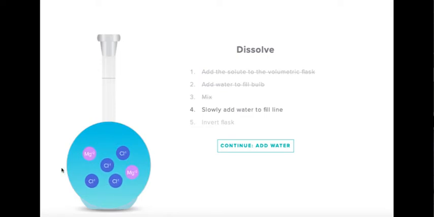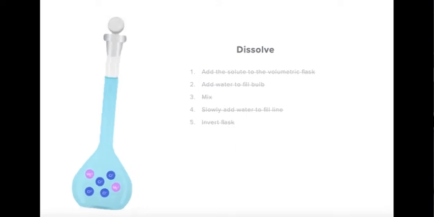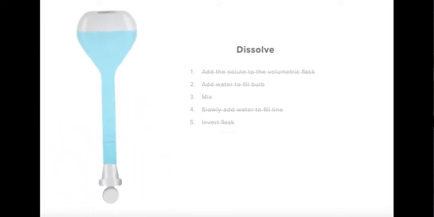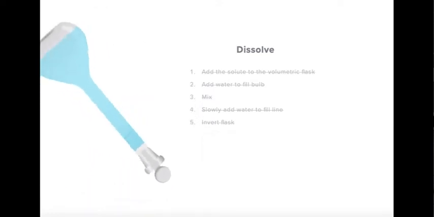As you can see over here, all the solute has turned into dissolved solute. And now slowly you add water to fill the line. And the last step to do, you just invert the flask to make sure that everything is dissolved. And now your solution is ready.